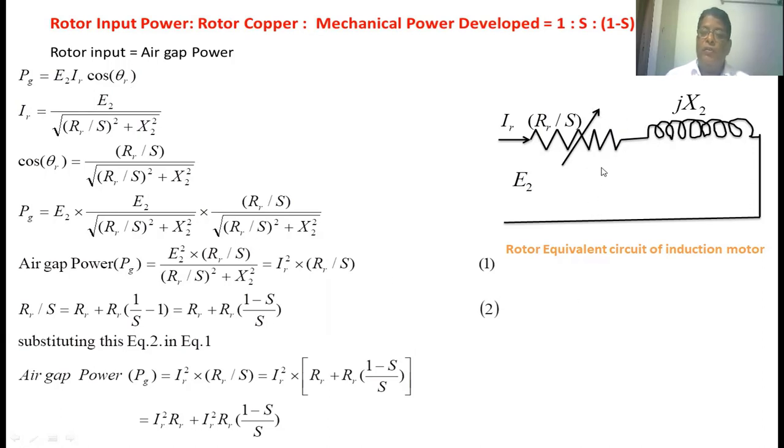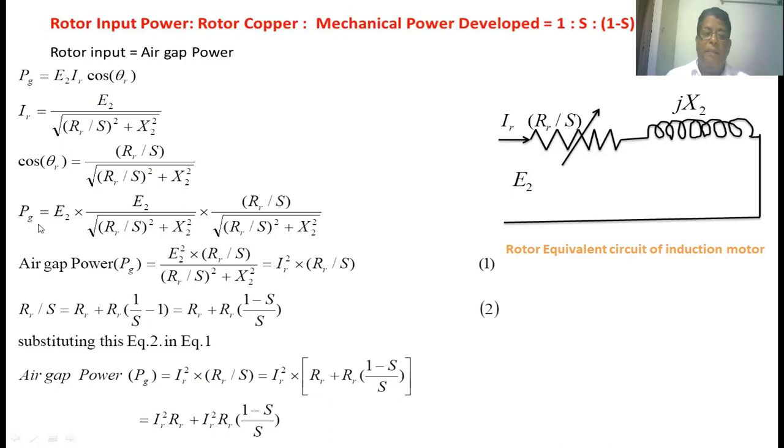So from this circuit, you can write the magnitude of IR. IR equal to this voltage divided by its impedance: E2 by square root of (RR by S) whole square plus X2 square. As rotor power factor, cos theta R equal to this resistance divided by the impedance of the circuit. So this is equal to RR by S divided by square root of (RR by S) whole square plus X2 square. Now substitute these two equations in this equation.